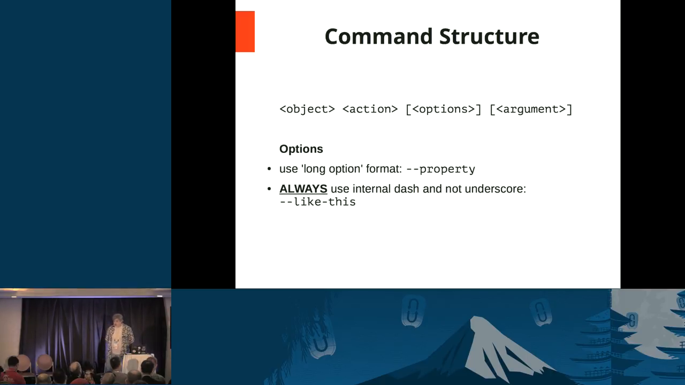The options, we use the GNU style long format options, dash dash something. And this was probably one of the hardest things to get across to people. If the option has two words and has a separator in it, it will always be a dash, not an underscore. And that's almost a religious issue with some people. It's not quite as bad as VI or Emacs, but it's close. Or at least for a few people, it's close.